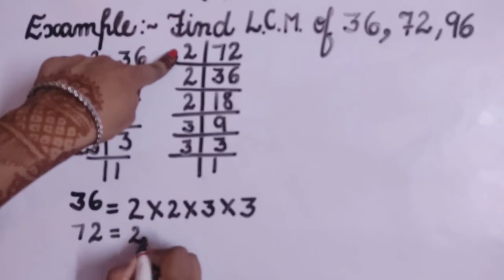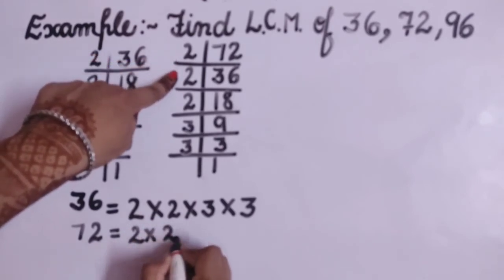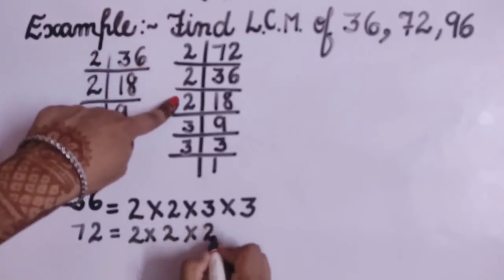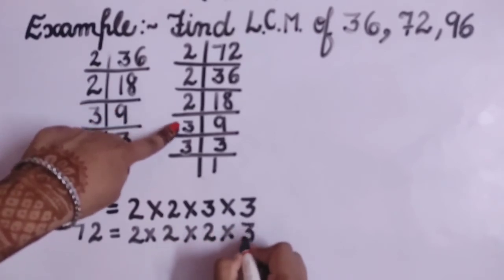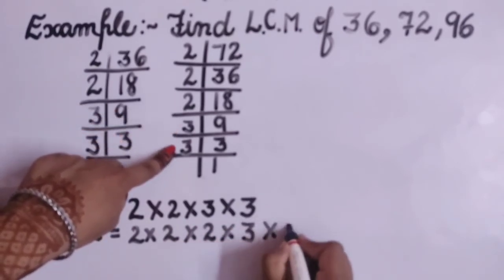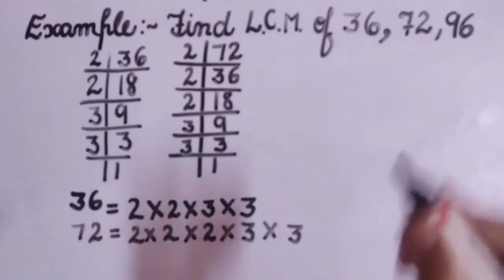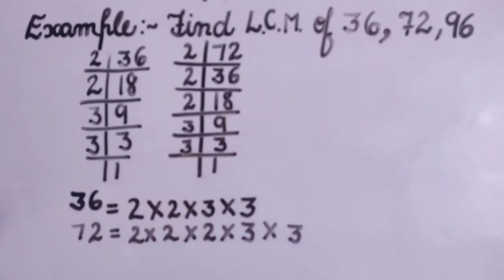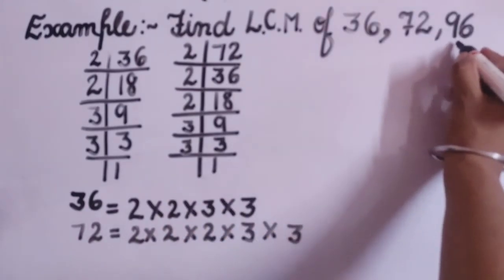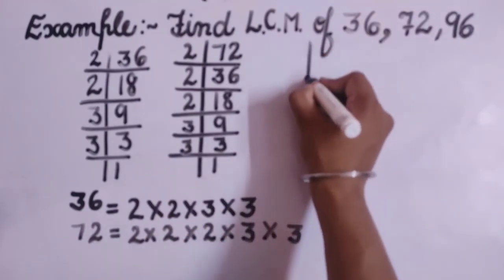2 multiply 2 multiply 2 multiply 3, multiply 3. Now students, finally we will find out the prime factorization of 96. So let's find out.